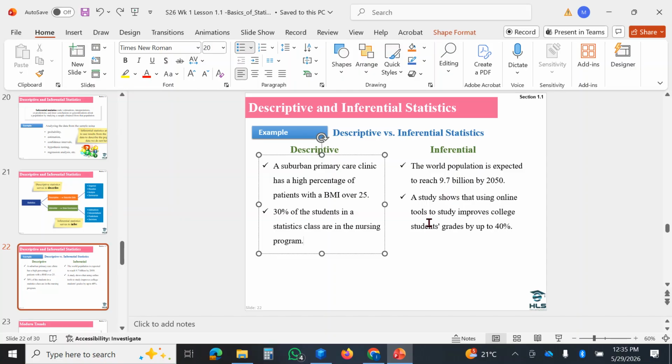A study shows that using online tools to study improves college students' grades by up to 40%. Again, this is not exact. You're trying to draw a conclusion from this information. Here, you've kind of already got your conclusion. It's stating something.